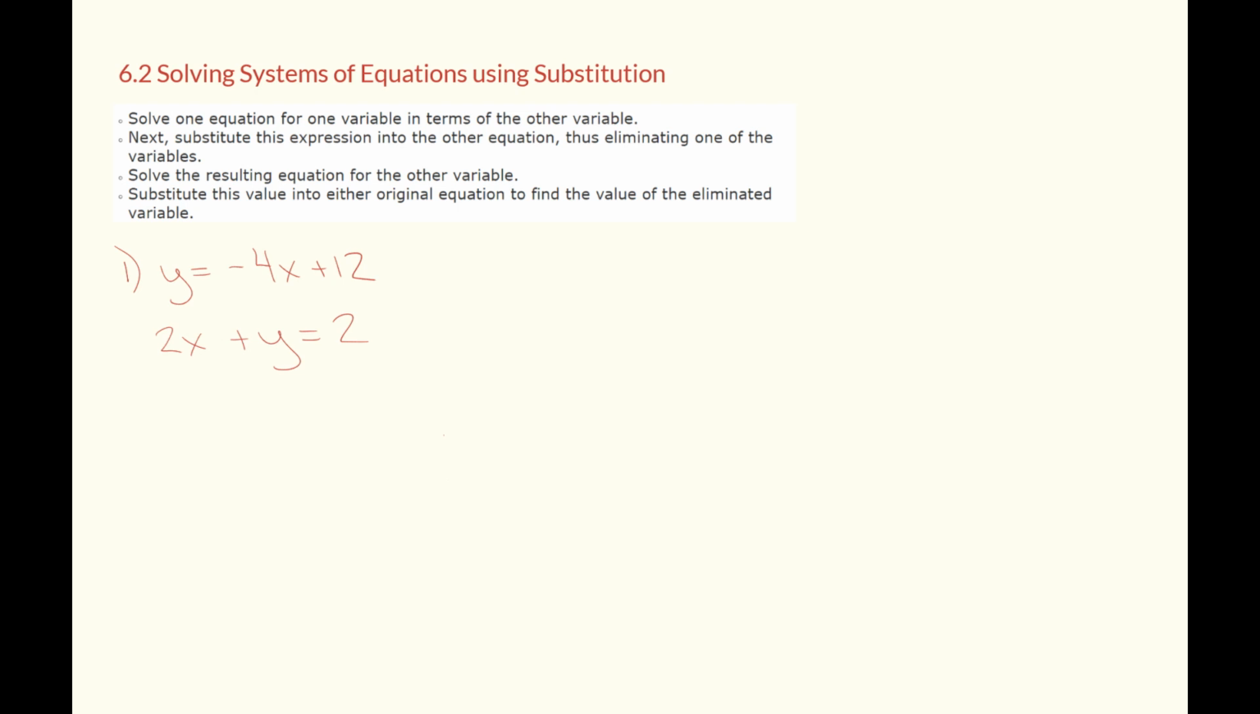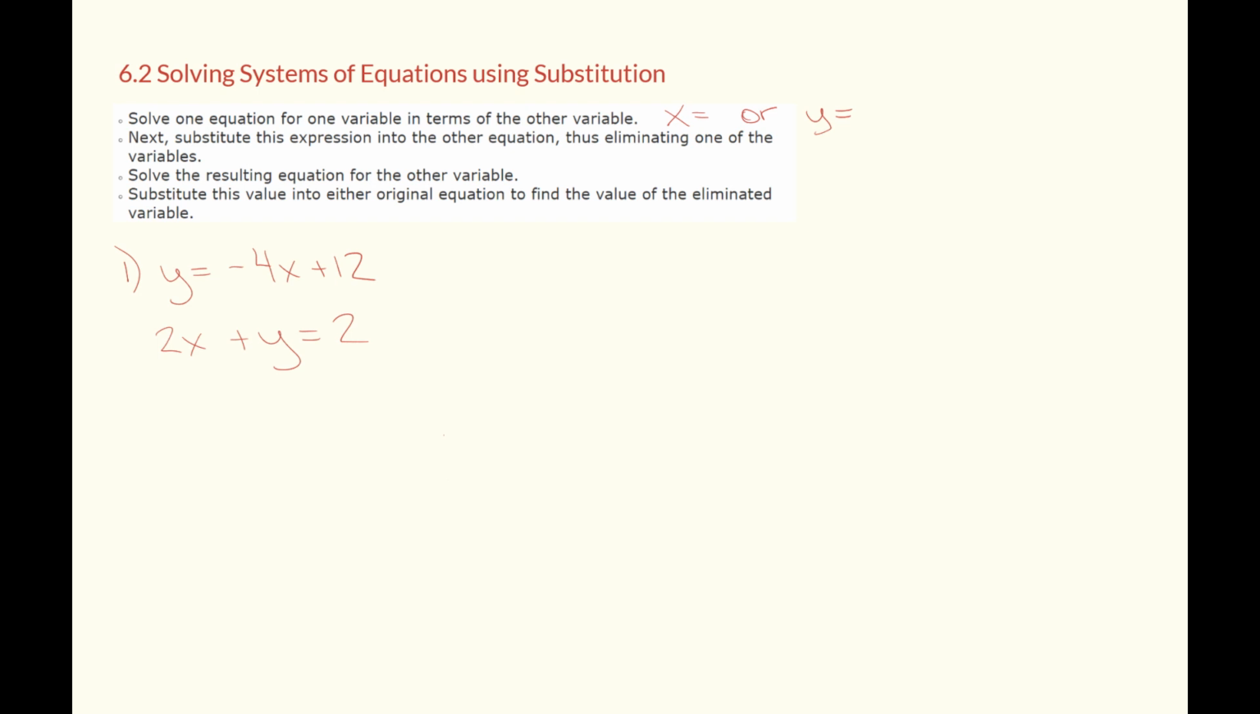In this section, we're going to cover solving systems of equations using substitution. You use the same steps no matter which problem you're doing, so we're going to go through these together. The first one is to solve one equation for one variable in terms of the other variable. That's talking about, for example, x equals or y equals. So you can solve for either the x or the y in either equation that you're given.